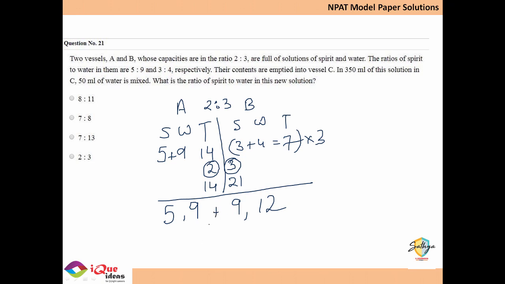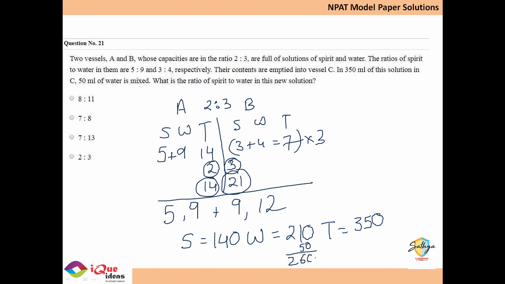When I add these two things, the amount of spirit that I get is 5 plus 9, that is 14, and the amount of water is 9 plus 12, that is 21, and the total is 14 plus 21, which is equal to 35. Now in 350 ml of this solution, the total is 350, then water will be 210 and spirit will be 140. Now in 350 ml of the solution, 50 ml of water is mixed. So the water becomes 260.